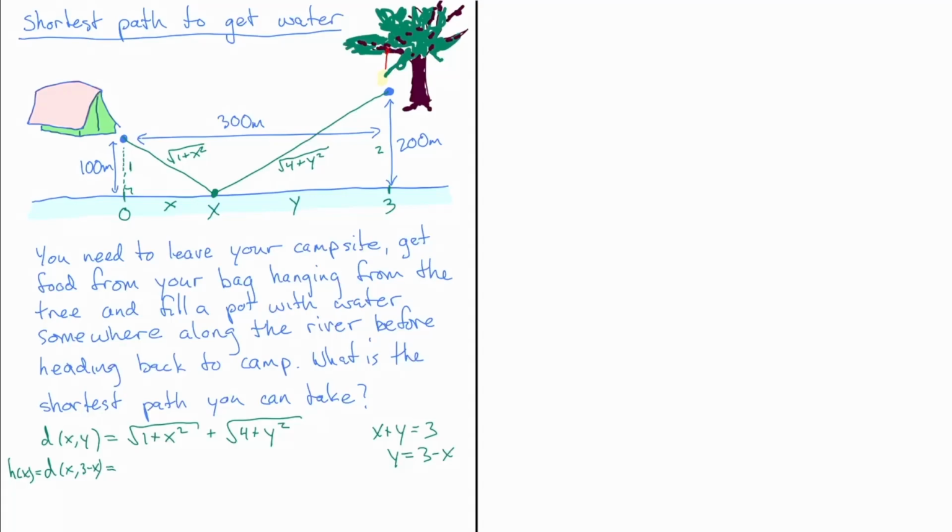That way I can think of it as a single variable function now, and not get confused when I start taking derivatives with respect to x, because I don't know if it's the derivative with respect to this entry here, x, or all the x's that appear in it. So I'm going to just remove any of that ambiguity and use the function name h of x for the one with 3 minus x plugged in for y. Okay, so I get the square root of 1 plus x squared here, plus the square root of 4 plus 3 minus x squared here.